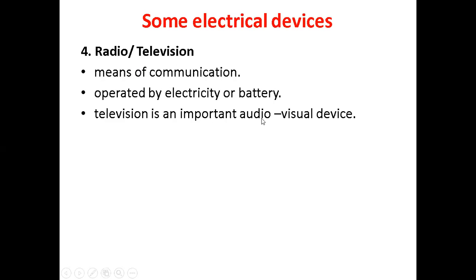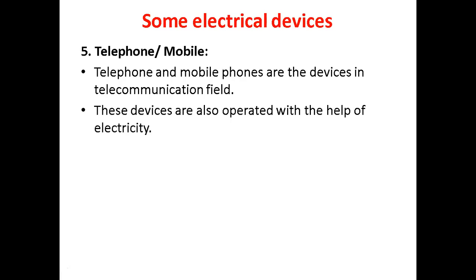Television is AV. AV means audio visual device. We can listen to the sound also. We can enjoy the music also. We can see the visual portion also. Therefore, television is the audio visual device. Telephone, mobile. This is also a communication device.